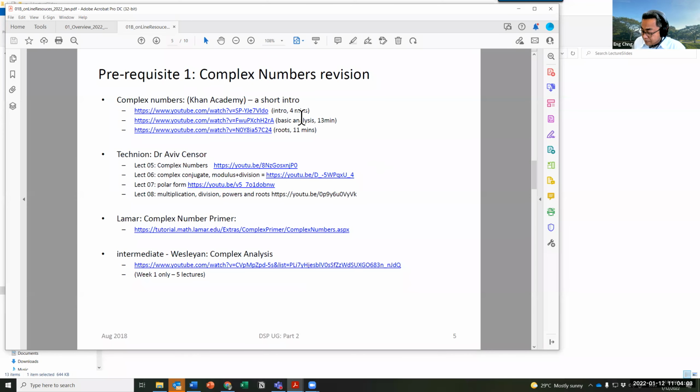So this slide is for those guys who have forgotten about complex numbers, for example omega, complex exponential, Euler formula. You have to learn this. You can learn it from Kant, from Technion. This is a first year undergraduate math course. You just do 5, 6, 7, 8, and you'll be up to speed for at least complex numbers. You can look at notes if you don't like to watch videos, and Wesleyan is a very, very good university. I think if you only watch 5 lectures, you'll be fine.